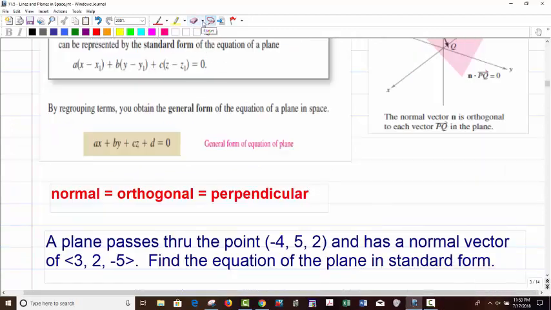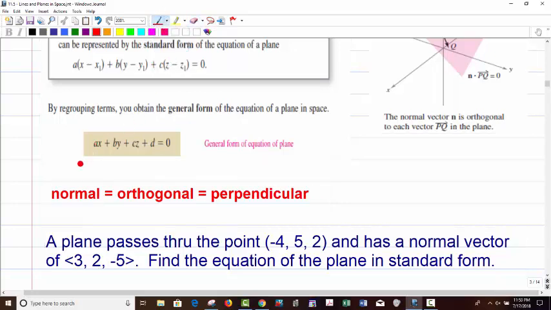In a previous video, this idea was mentioned, that basically they're just used in different concepts. Normal, orthogonal, and perpendicular all mean the same thing. Like we talk about a vector being normal to a plane, but then we talk about vectors being orthogonal to each other. It's just interchanging the same idea of perpendicular, 90 degrees. So don't let those terms confuse you.